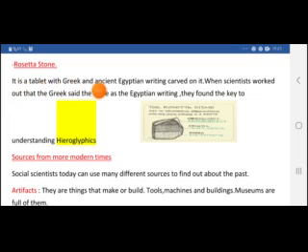It's a tablet with Greek and the ancient Egyptian writing carved on it, as you can see from the picture. When scientists worked out that the Greek said the same as the Egyptian writing, they found the key to understand hieroglyphics. Hieroglyphics is the ancient Egyptian writing. After they could understand hieroglyphics, they could translate all the writings on the walls of the tombs and the temples and could understand so much information about the lives of the ancient Egyptians, how they lived, what they did, how they died, and so on.